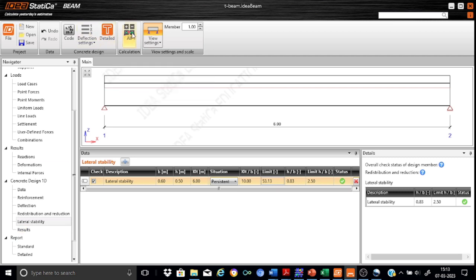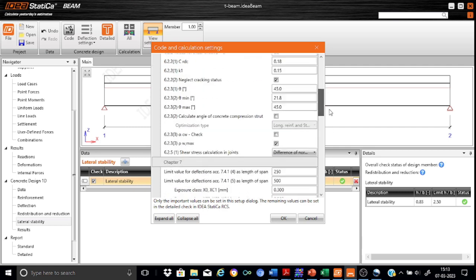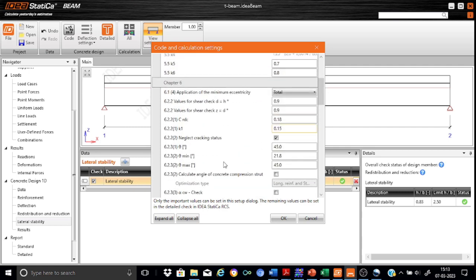Okay, so that means we are now ready to go for the calculation. But before going into the calculation, as I already told you, we need to check the code parameters. This is a very important part of the calculations. If some of the default parameters of the codes are not acceptable, you have to change them. For example, in this case in chapter 6, you will notice that they have provided theta as 45 degrees, but this provides very overly conservative stirrup reinforcement.